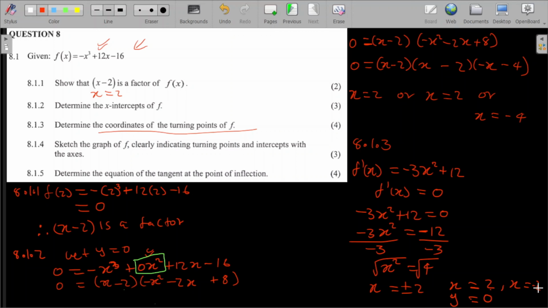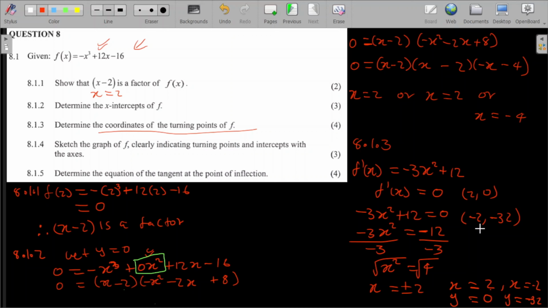Then taking the negative, when I put it there, my value of y is going to be negative 32. So the turning points are going to be x is 2 and y is 0, and my other one is going to be x is negative 2 and y is negative 32. I hope everyone understands that part, it is very, very important.